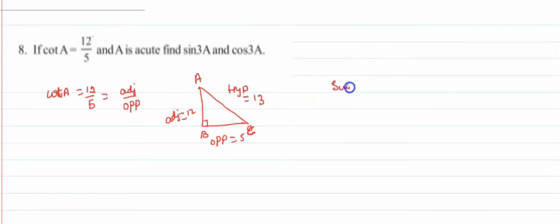From here I will write the value of sin A. Sin A is equal to opposite by hypotenuse, which equals 5 by 13. In a similar way, cos A is equal to adjacent by hypotenuse, which is 12 over 13.